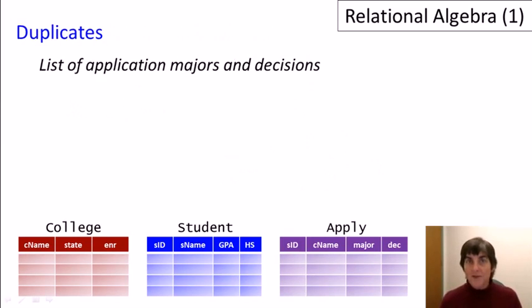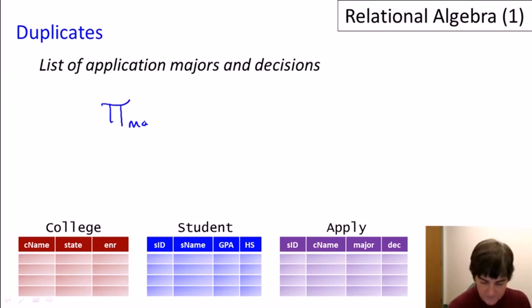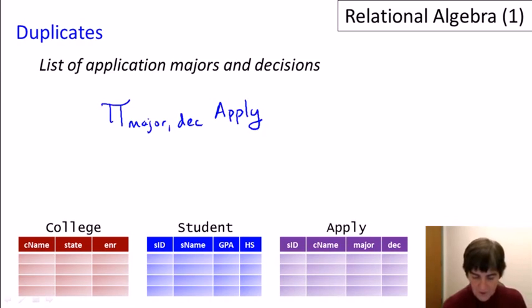Now let's talk about duplicate values in the results of relational algebra queries. Let's suppose we ask for a list of the majors that people have applied for and the decision for those majors. So we write that as the project of the major and the decision on the apply relation. You might think that when we get the result of this query, we're going to have a lot of duplicate values. So we'll have CS, yes, CS, no, EE, yes, EE, no, and so on. You can imagine in a large realistic database of applications, there's going to be hundreds of people applying for majors and having a yes or a no decision.